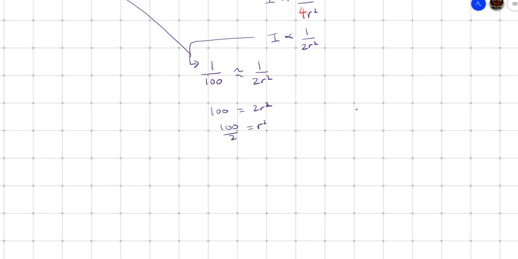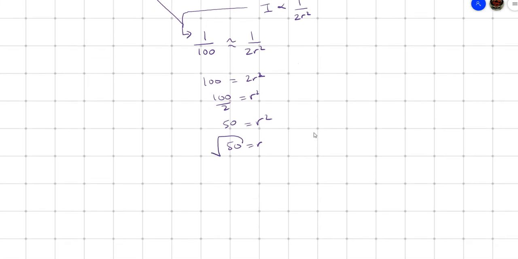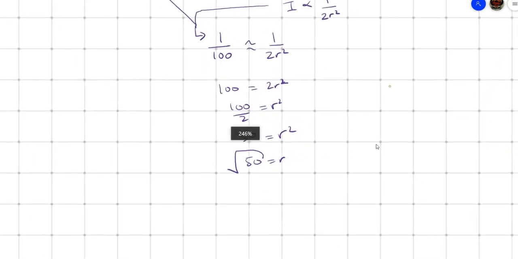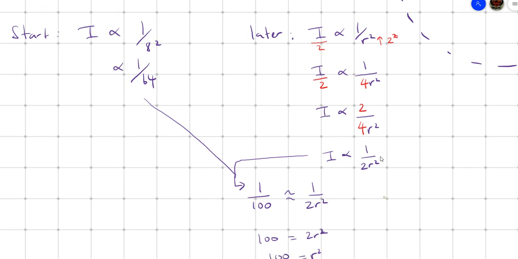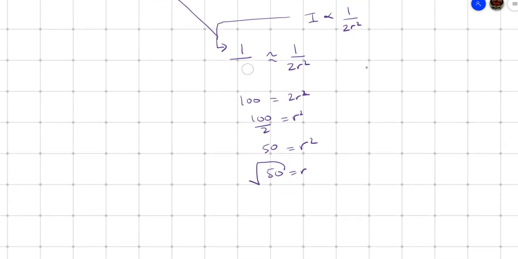So this will be 50 is equal to r. So 50 squared. Oh, sorry, I made a mistake. It's not 10, it's 8 actually. Sorry, my bad. So this is 8 squared. Okay, so this will be 64. My bad. But everything else is fine. So 64 here, 64 here, 64 here.